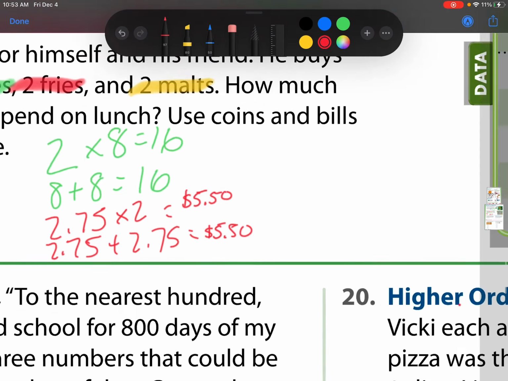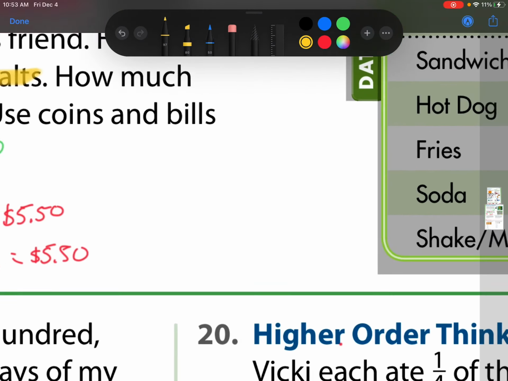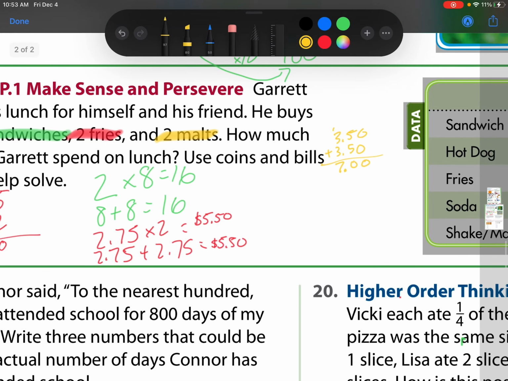And our last one is he bought 2 malts. So that's $3.50 plus $3.50. So this one I'm going to add, but I could also do that multiplication if I wanted to, since they're the exact same thing, since multiplication is repeated addition. So we spent $7 on malts.